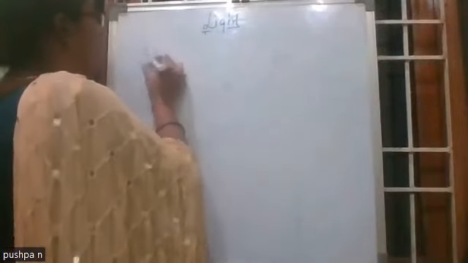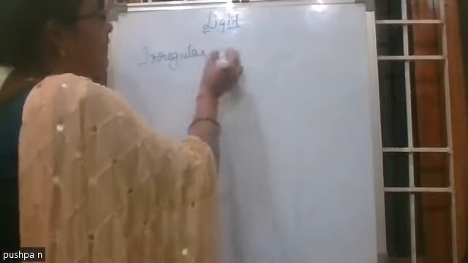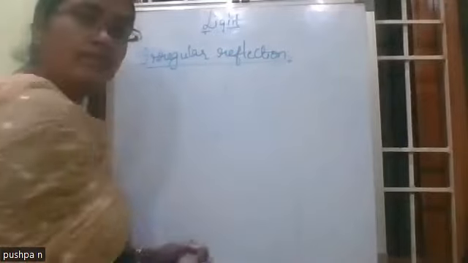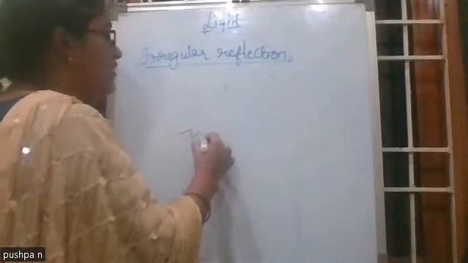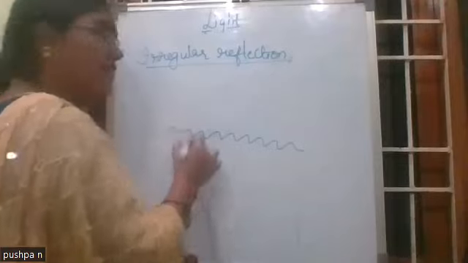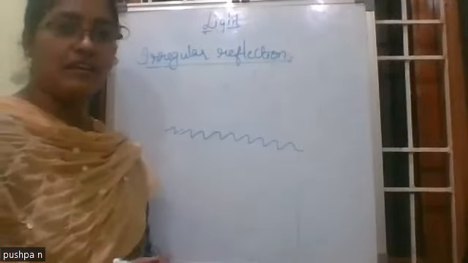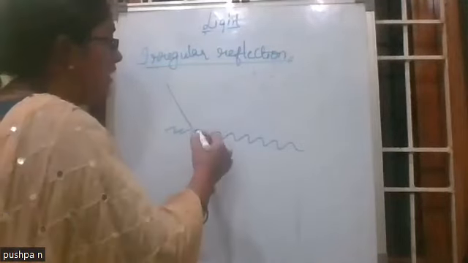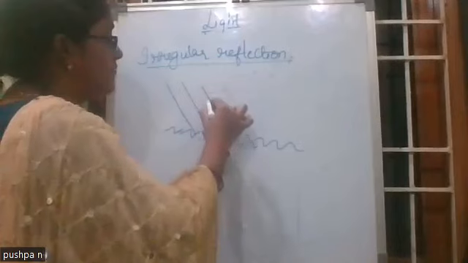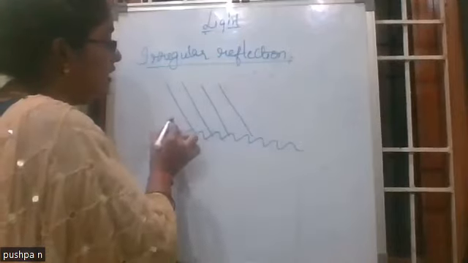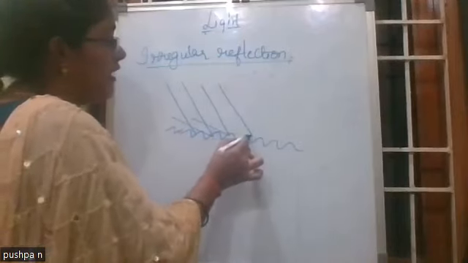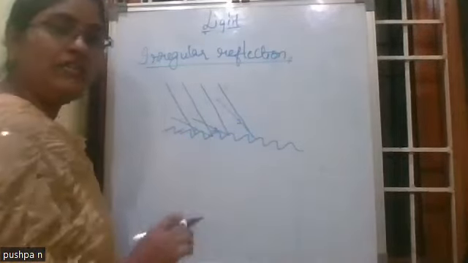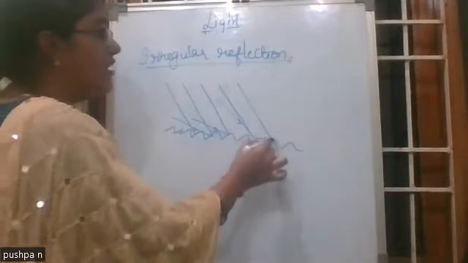Here we have irregular reflection. What is irregular reflection? When light falls on a rugged surface, like a rough surface, what happens here? Let's suppose these are the incident rays. The reflected rays may not be the same, they will be different. These are the reflected rays. These are not parallel to the incident rays, and they are traveling in different directions.